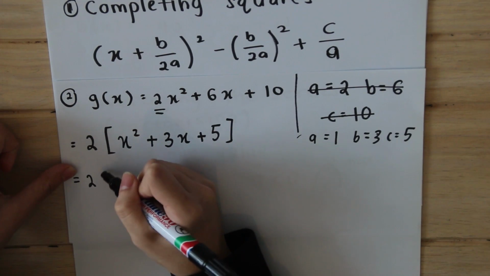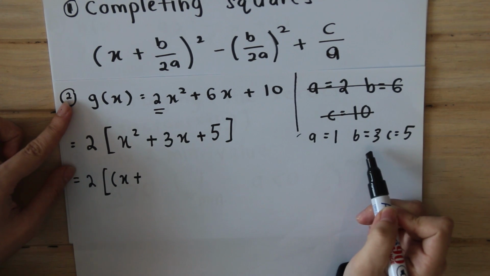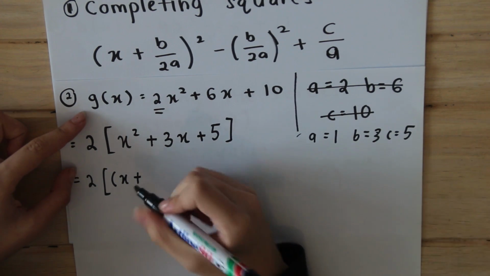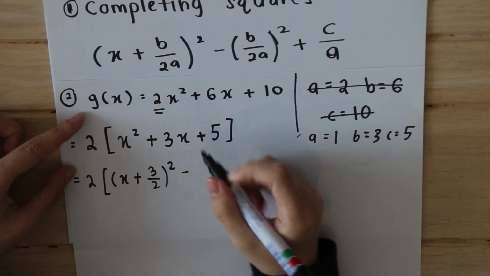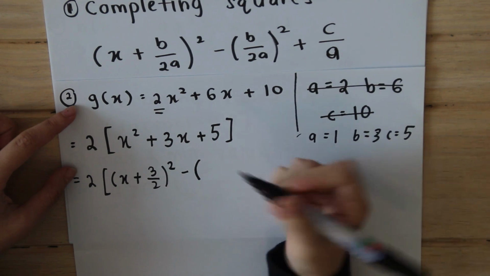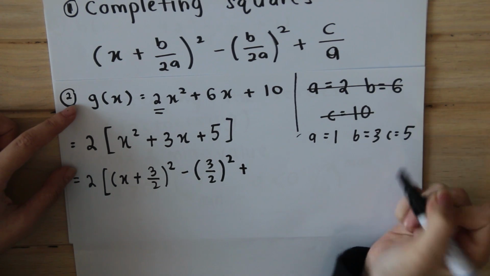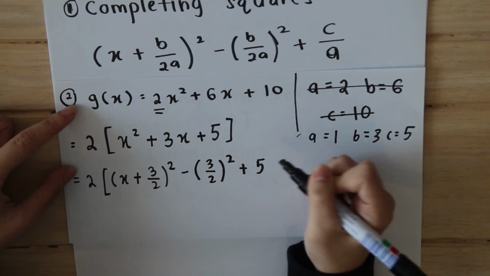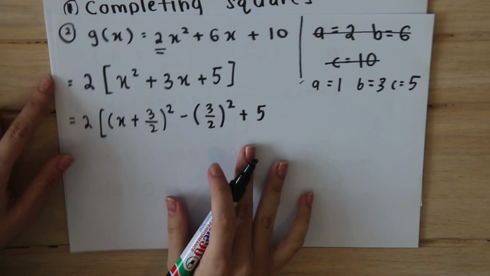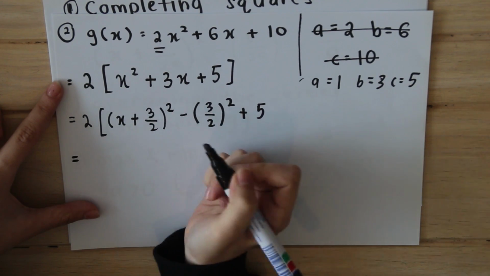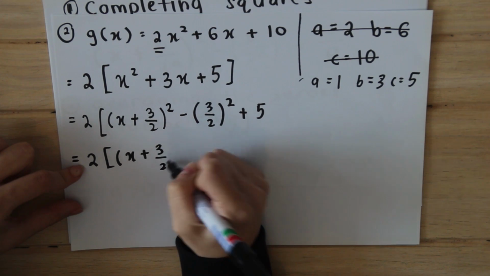Okay. So, x plus b over 2a, b is 3, 3 over 2, square, minus 3 over 2 square plus c, which is 5, over a, which is 1, so it's just 5. Okay, now we calculate. So 2 is outside. Make sure you don't forget the 2. x plus 3 over 2 square.